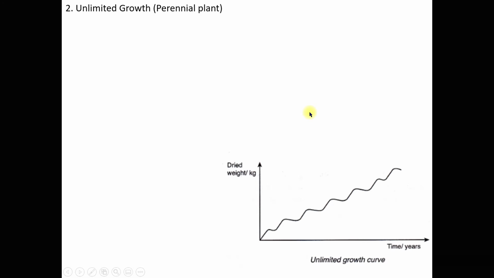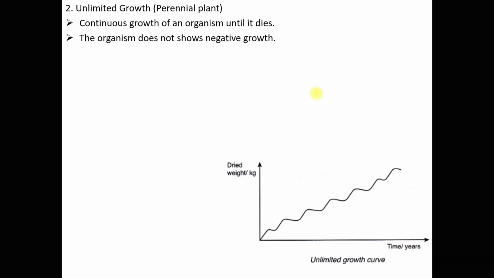Now the second growth pattern is the unlimited growth pattern, which is shown by perennial plants that live through 4 seasons. Unlimited growth is the continuous growth of an organism until it dies. Meaning to say the organism does not show negative growth. The organism will continue to grow. So this unlimited growth pattern can be represented with a series of small sigmoid curves.